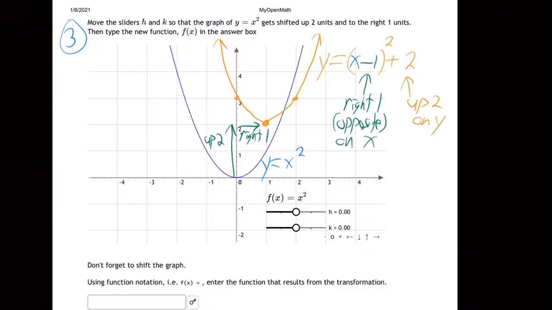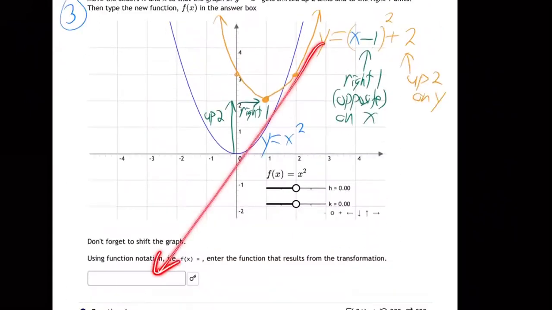This is right 1 on x, right? This guy here is the x effector because he's in x's world, and he always has opposites, so minus 1 will be right 1. And this is the y effector because he's outside of x's world. He's not an x guy. He's outside of x, so he's a y. He just moves up 2. So it'll have the up 2, right 1 like that. And that's what it wants you to write as the answer down here.